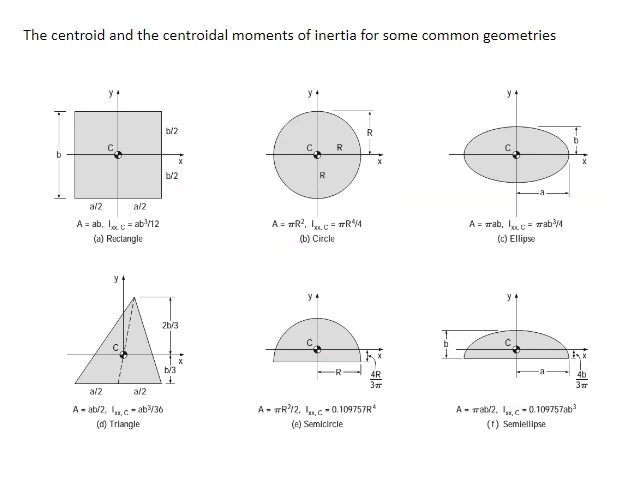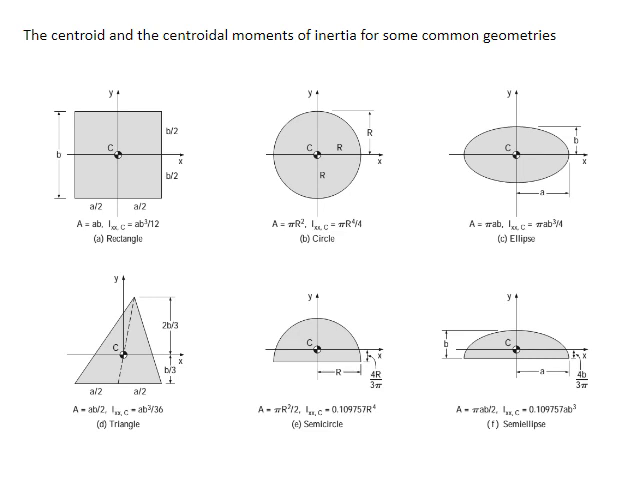In the previous slide we discussed moment of inertia, second moment of area, but in this slide we will talk about centroid and centroidal moments of inertia for some common geometries. So we have certain geometries: rectangle, circle, ellipse, triangle, semicircle and semi-ellipse. One by one we will calculate the value of area and moment of inertia of all of these geometries.